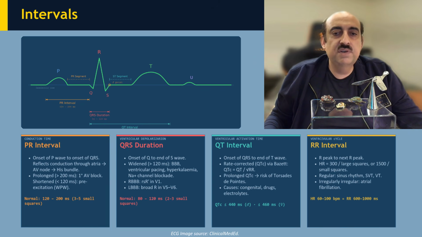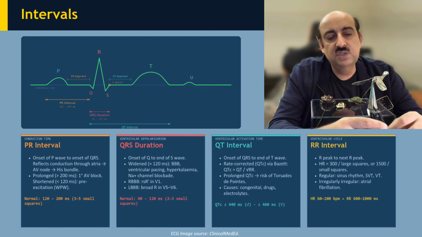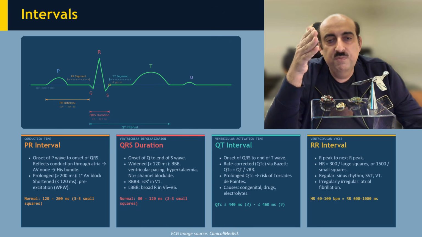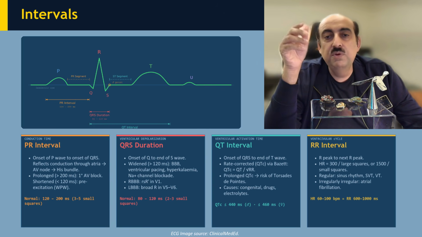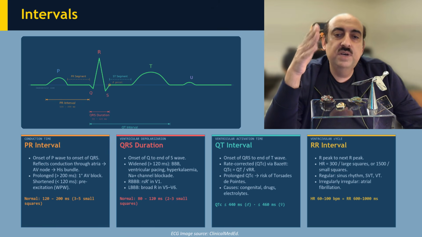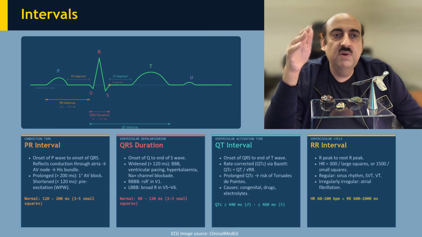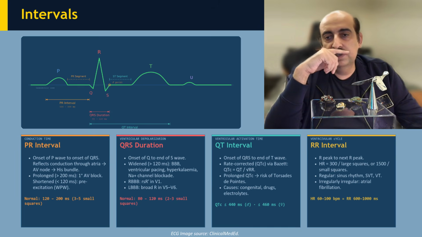QRS duration indicates the ventricular depolarization time, and that is usually less than 3 small squares, from the start of the QRS, the start of the Q wave if possible, to the end of the S wave. That's the total QRS duration. The QT interval reflects ventricular depolarization, the ST segment, and ventricular repolarization as in the T wave. So it's actually the ventricular activation time. This is the time when the ventricles are electrically active. So that is the QT interval, from the start of Q to the end of the T wave.